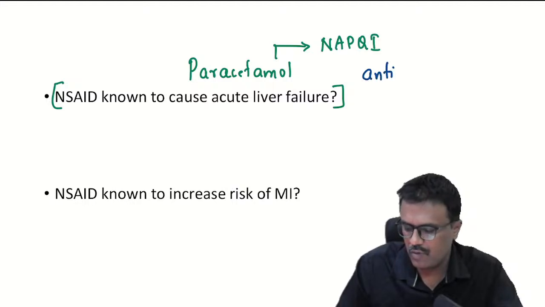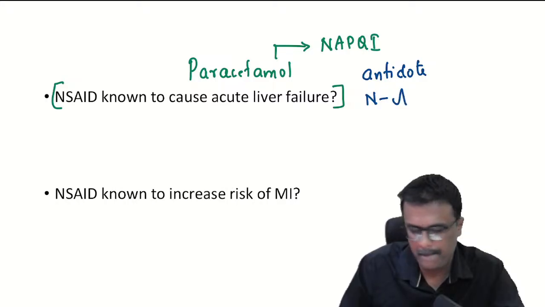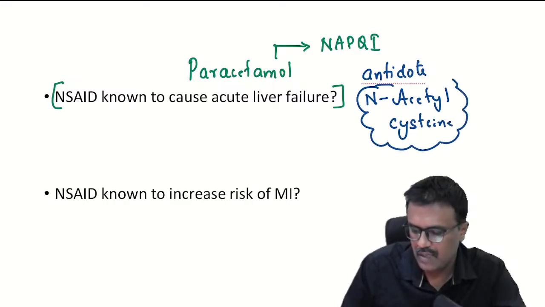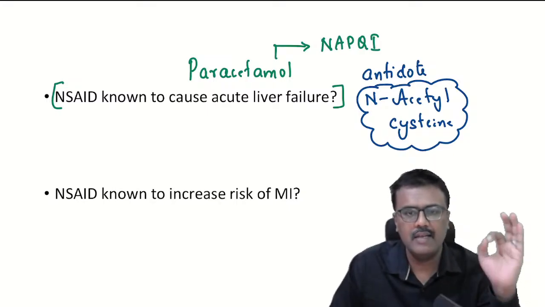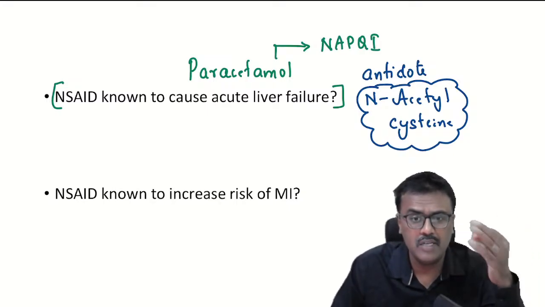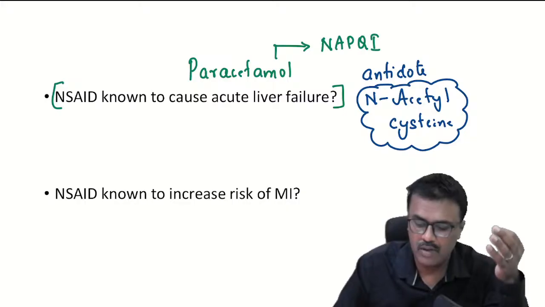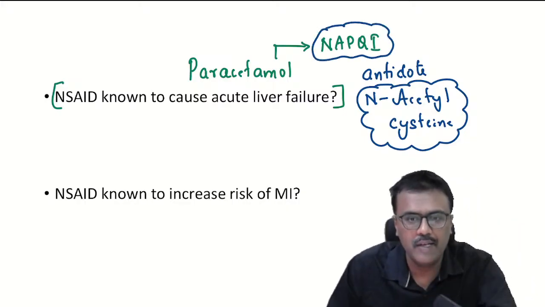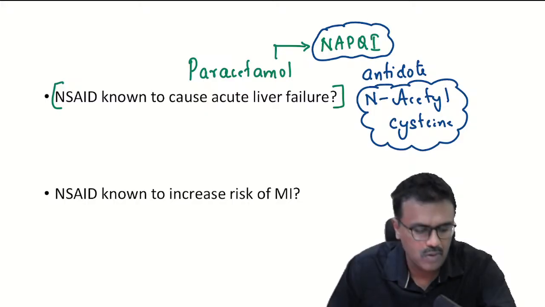And what is the antidote for that? The antidote is N-acetylcysteine. Now the question is, why do we use N-acetylcysteine? N-acetylcysteine will replenish the glutathione. And what does glutathione do? It will reduce the levels of NAPQI and prevent hepatotoxicity.